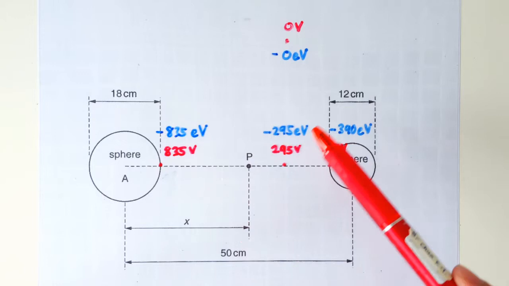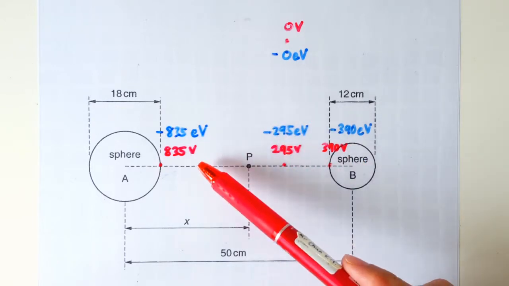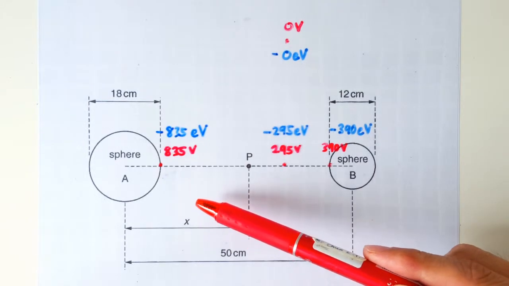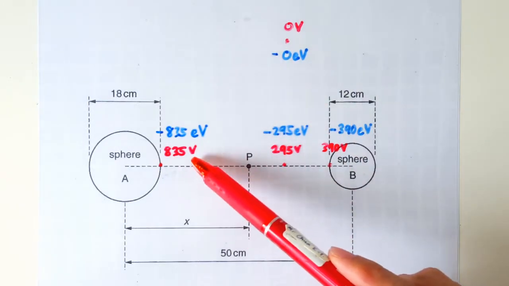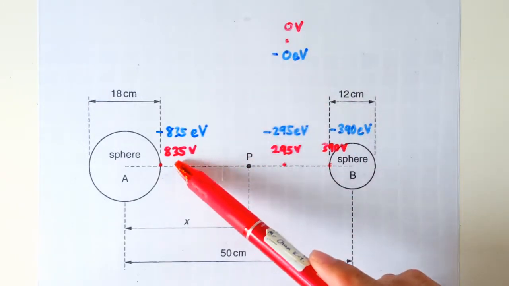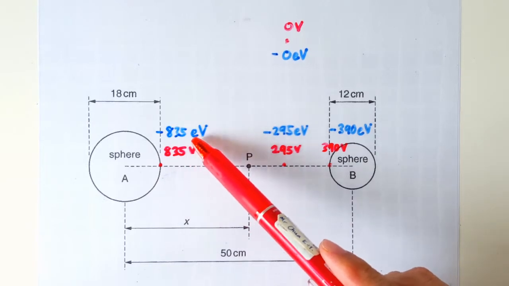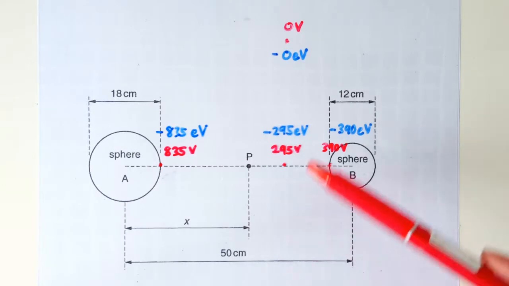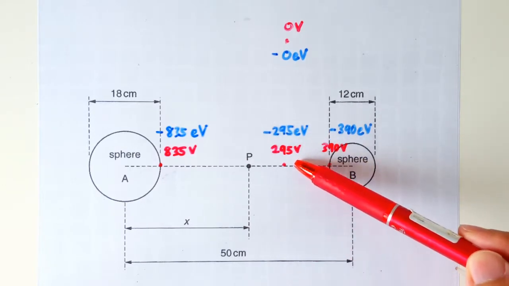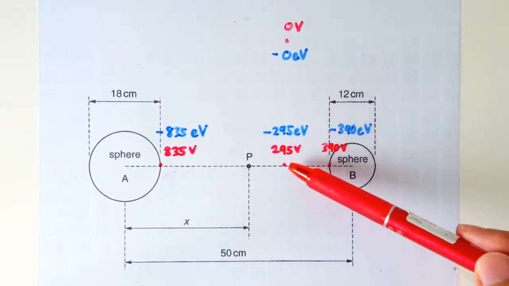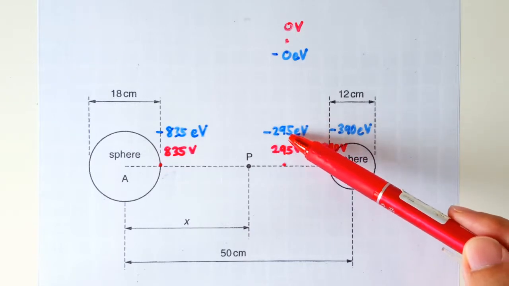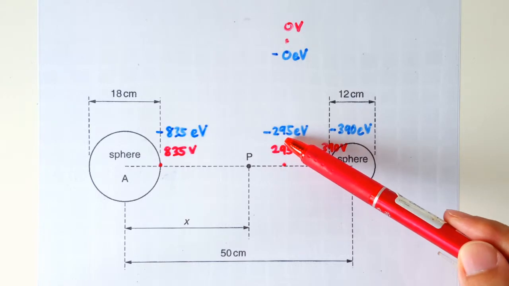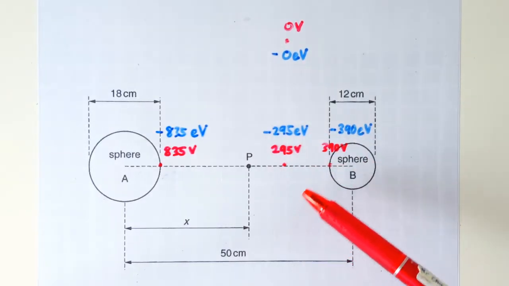So the higher the potential, the lower the EPE. For example, the potential here is the highest, but if the electron is found here, it actually has the lowest EPE of negative 835 electron volt. So here is actually the lowest electric potential, but for an electron, this is where it has the highest EPE of negative 295 electron volt.